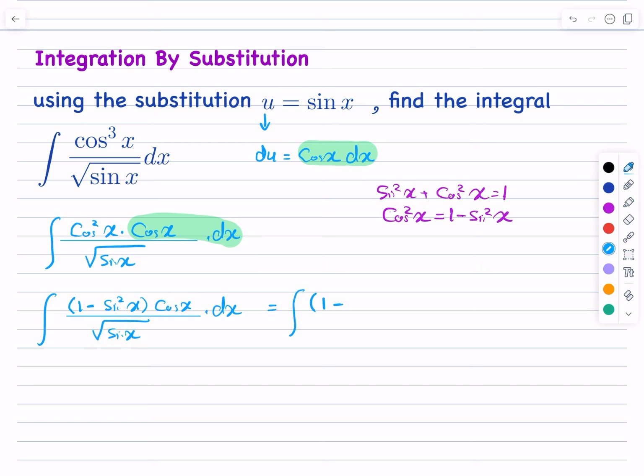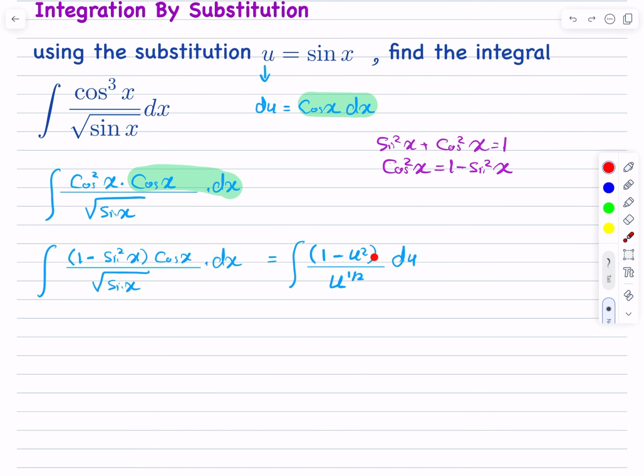1 minus. Here, instead of sine squared, we will write u squared. So now we have minus u squared, and divided by, here we have the square root of sine, which is the square root of u. And as we know, square root of u can be just written quickly and more conveniently for integral as u power of half. Then here we have cosine multiplied by dx, which is, as we said, du.